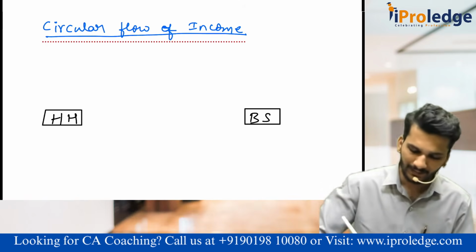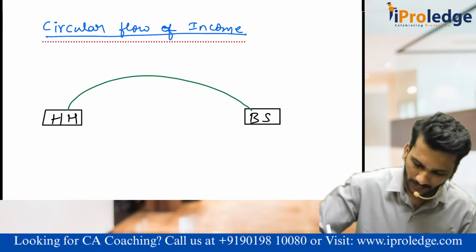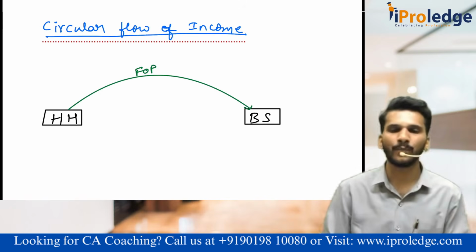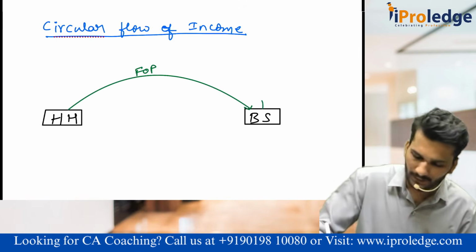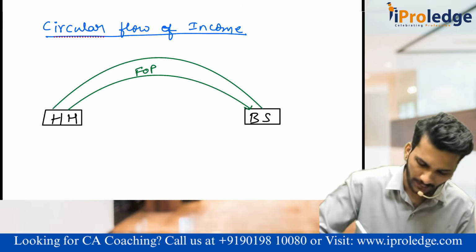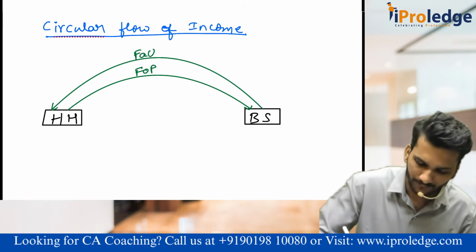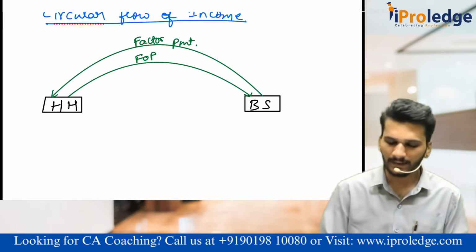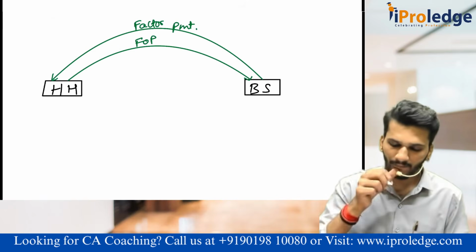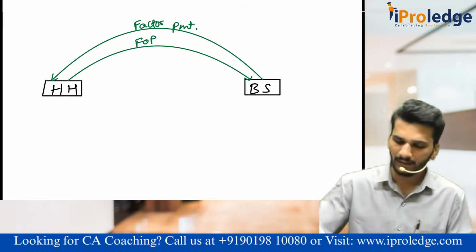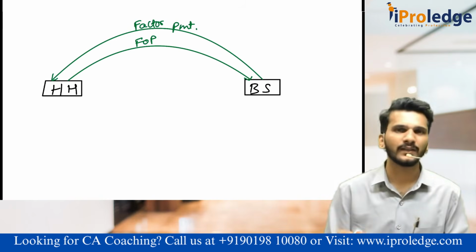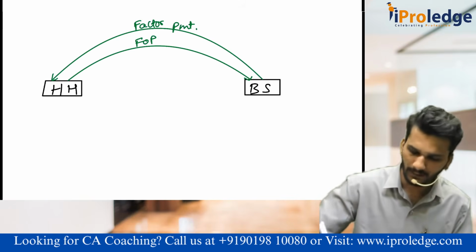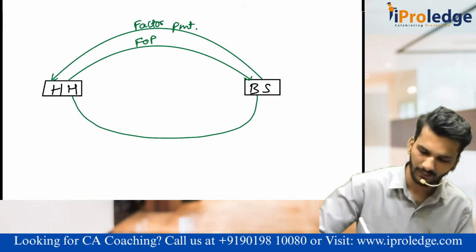Sir, okay, we understood. What's next? All the households who are having the factors of production lend those factors of production to the business sector, for which they receive back factor payment. This is one side of the story. The second side of the story is that using those factors of production, the business sector will produce goods and services, and those produced goods and services are sold back to the household sector.